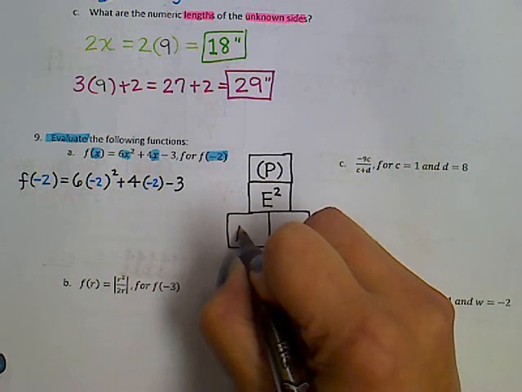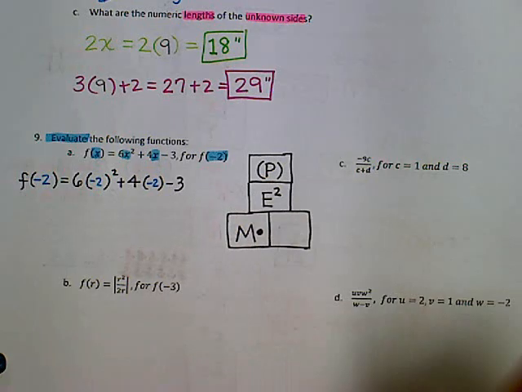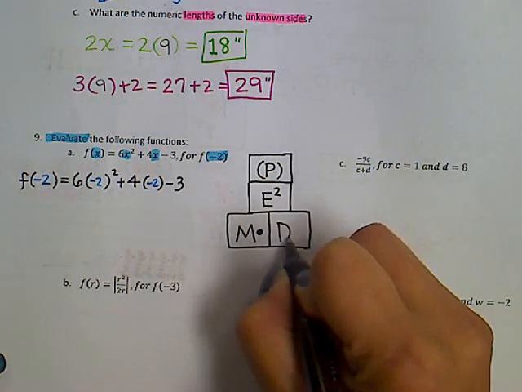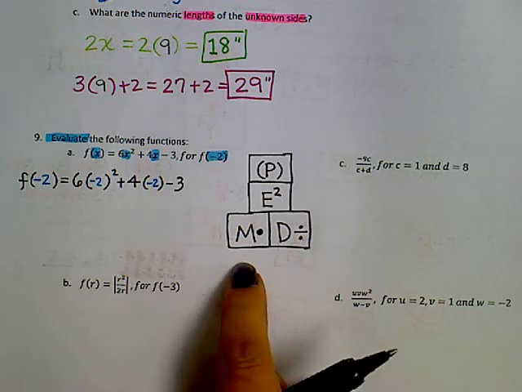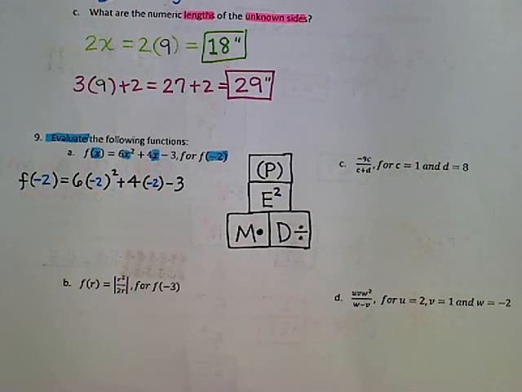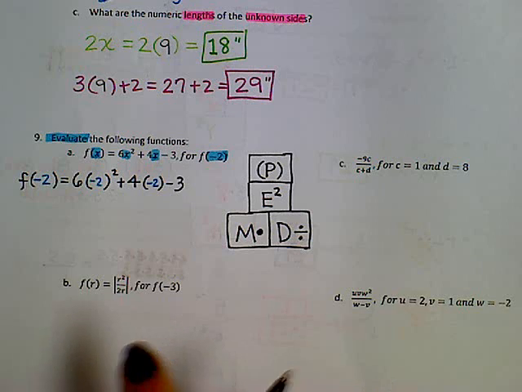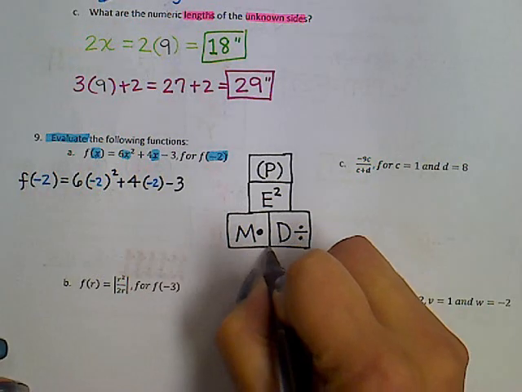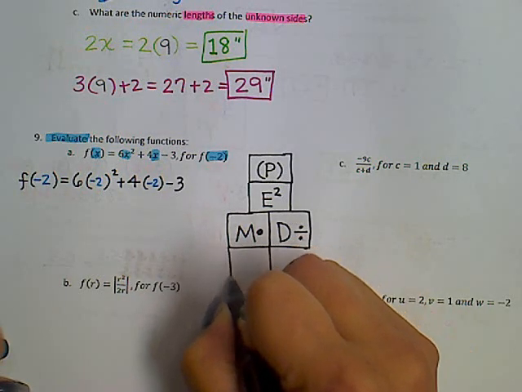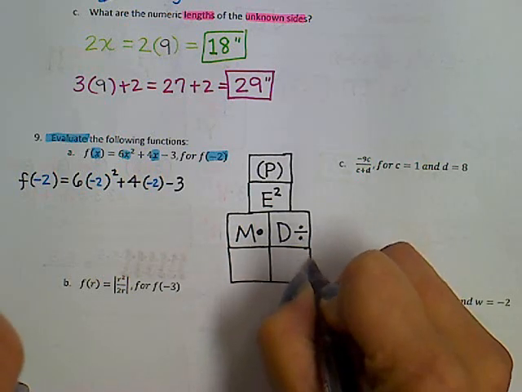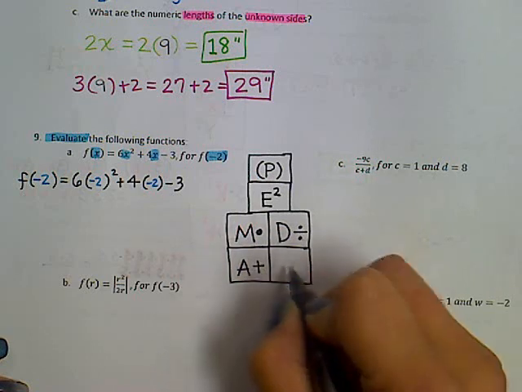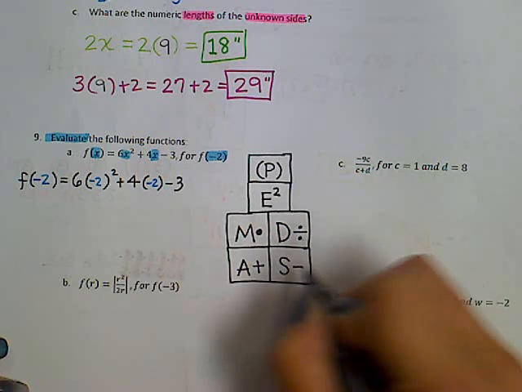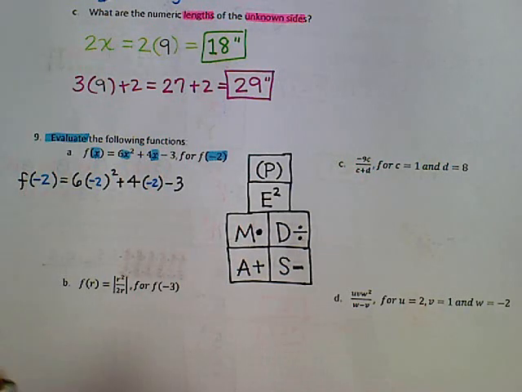We have multiplication and division. So, if you have both multiplication and division, you're going to go from left to right. And lastly, we have addition and subtraction. Okay?